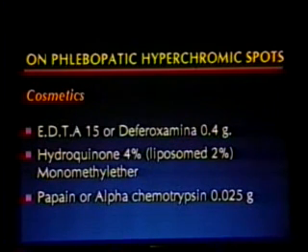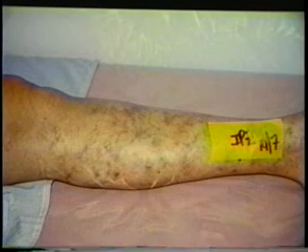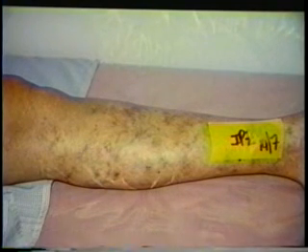The association of any of these products with hydroquinone monomethyl ether at 4% and papain and 0.025 gram alpha-chymotrypsin provides a cosmetic formula for the treatment of phlebopathic hyperchromic spots. However, we all know that prevention of this type of spots is even more important than the treatment itself.